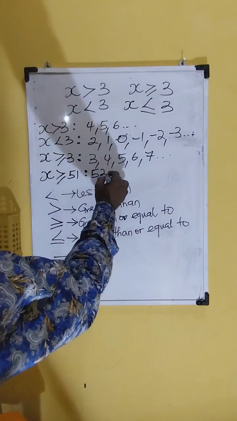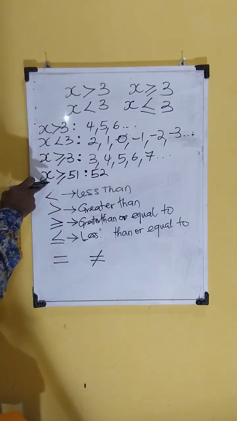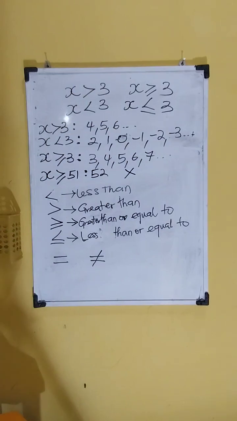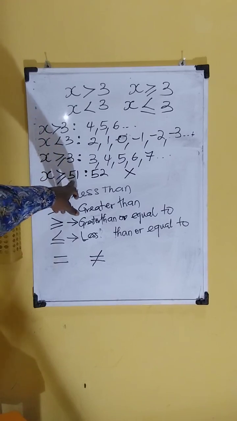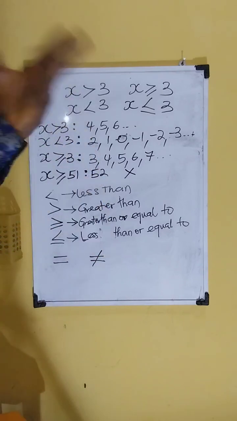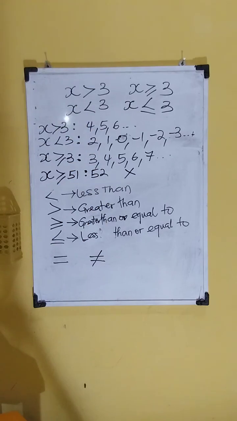Equal to or greater than 51. 52, 53, 54 till infinity. Okay, so you still have not gotten it. So when they say it is greater than or equal to 51, it is either greater than 51 or equal to 51. It should actually start from what? 51. That means the number x is actually 51. Did you get that now? So I intentionally brought that up so that it can clear our minds. These are the basic things you should grasp.